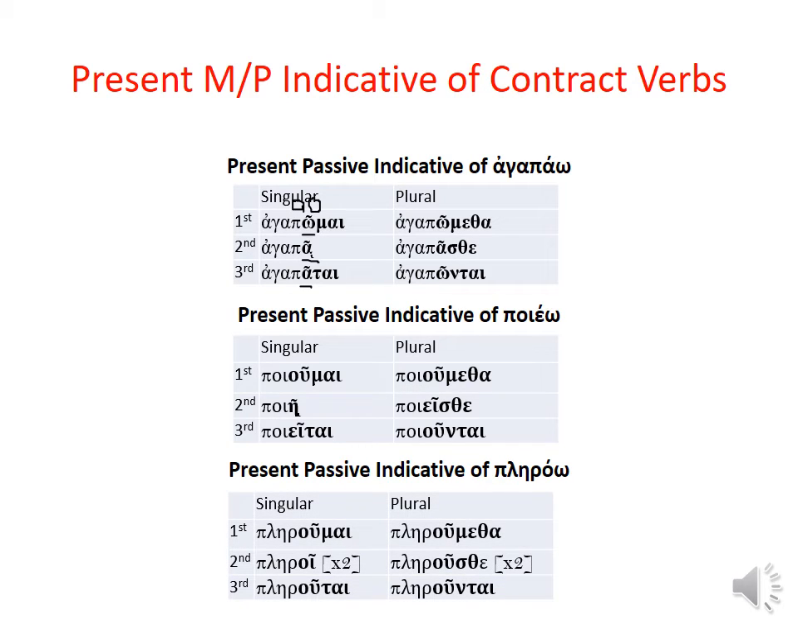And the same for pleraho. Plerumai, pleroi, plerutai, plerumitha, plerustha, pleruntai.